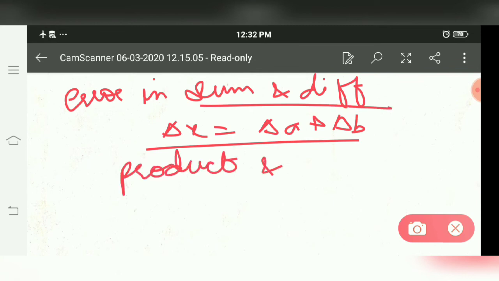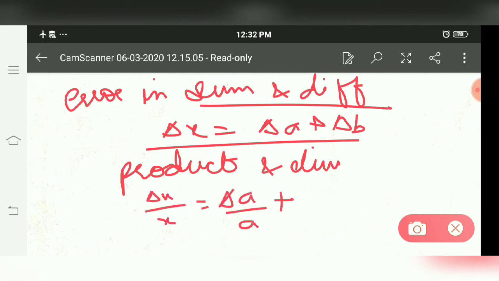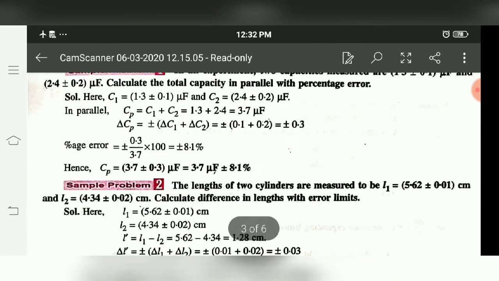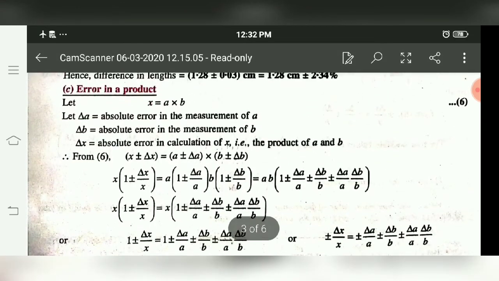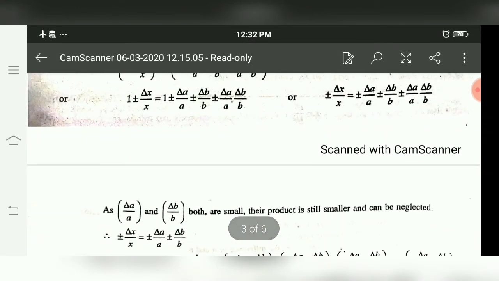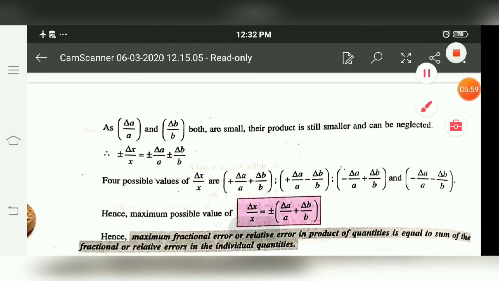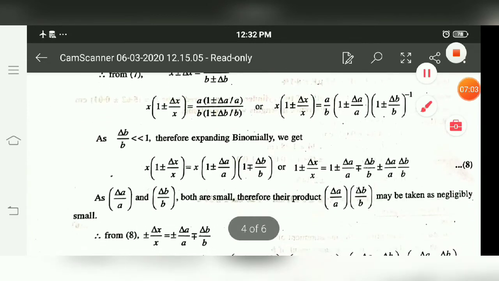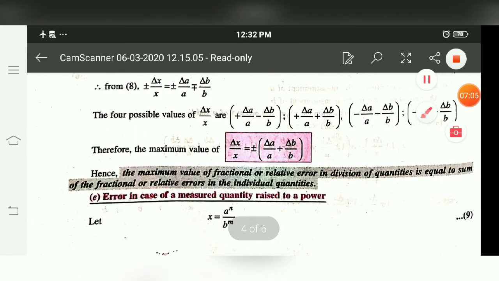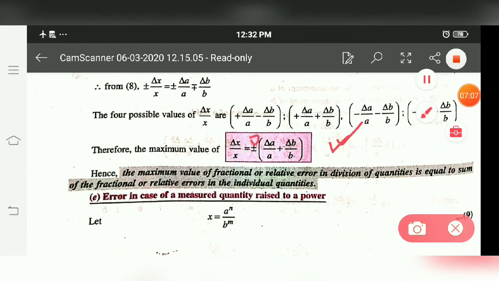We get relative error, that is delta x by x is equal to delta a by a plus delta b by b. So the result is same in sum and difference, and the result is same in product and division. This is the result for the product, and this is for the division. Again, to maximize we will choose the plus sign.